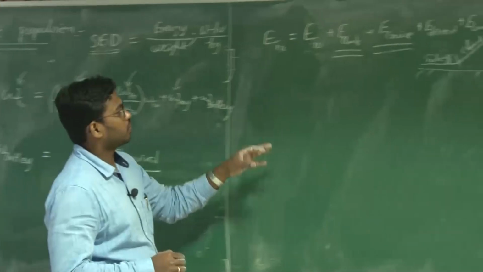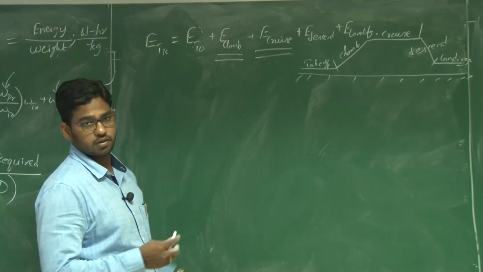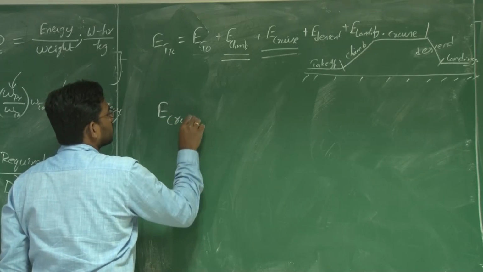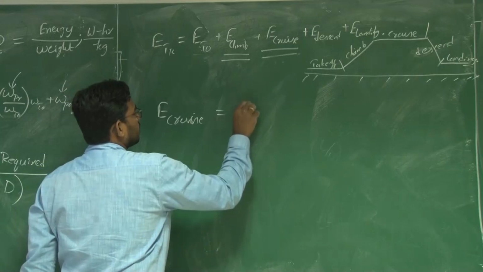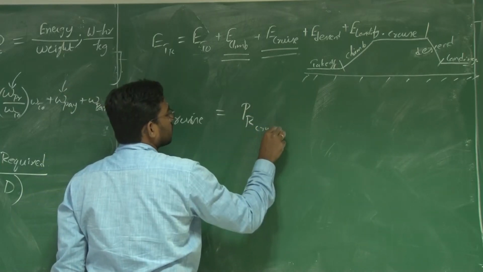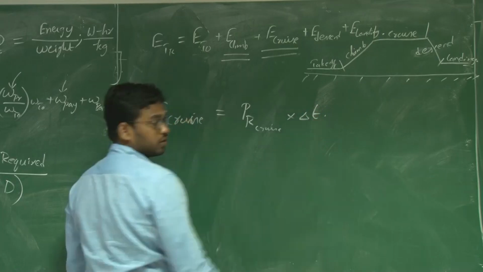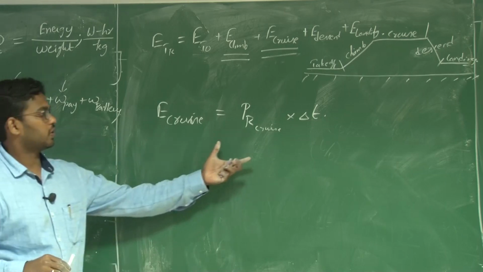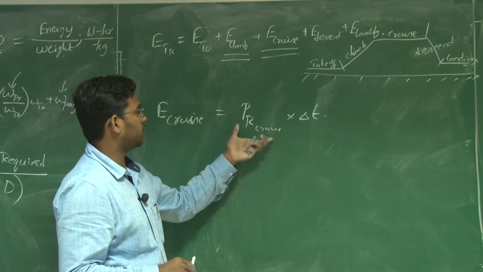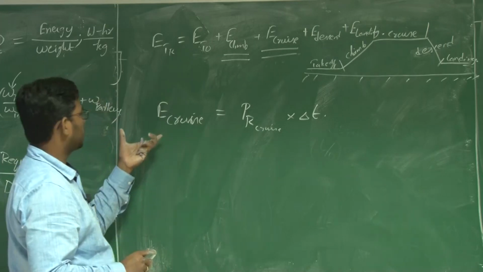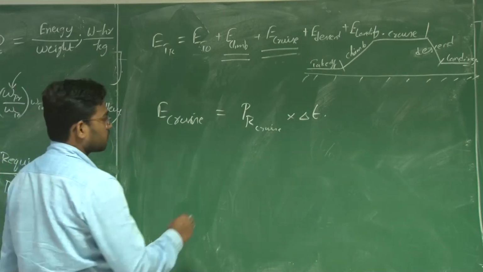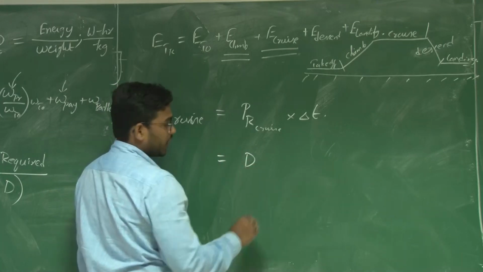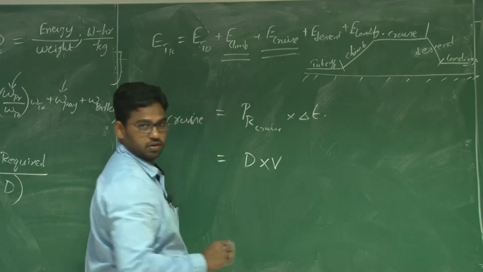Now how should I find this cruise energy? One way to do that is energy for cruise is equal to power required during cruise times total time of flight. If I know the total time of flight during cruise, and if I can estimate the power required during cruise, I will be able to estimate the corresponding energy required during cruise. So how should I calculate this power required during cruise? Power required is drag times velocity, right?